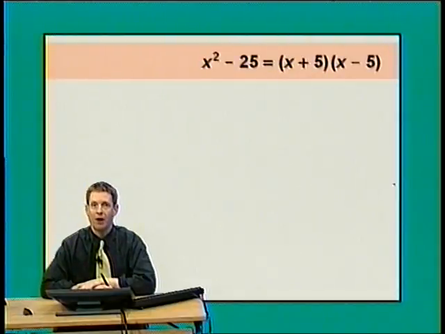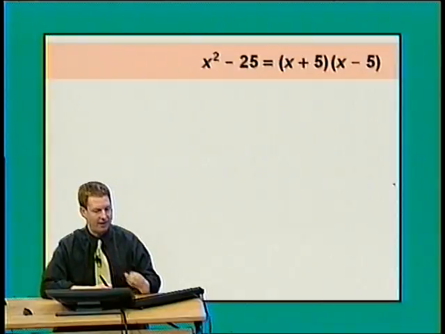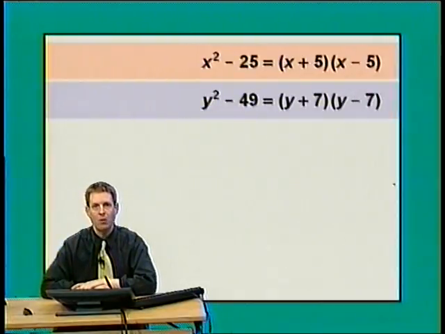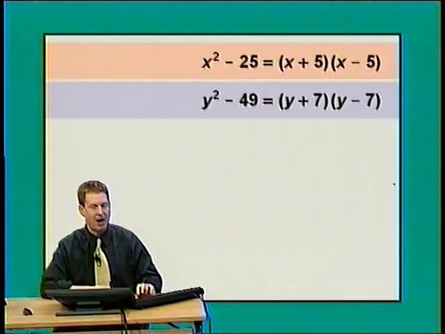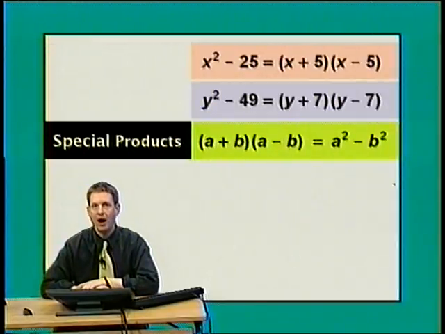So 2 screens ago, we saw x squared minus 25 factors into x plus 5 times x minus 5. And on the last screen, we saw that y squared minus 49 factors into y plus 7 times y minus 7. I see a pattern here, and it hopefully is a familiar pattern for you, because as I mentioned when we were working with x squared minus 25, one of the special products that you learned when you were multiplying polynomials is that the product of conjugates is a difference of squares. a plus b times a minus b equals a squared minus b squared.